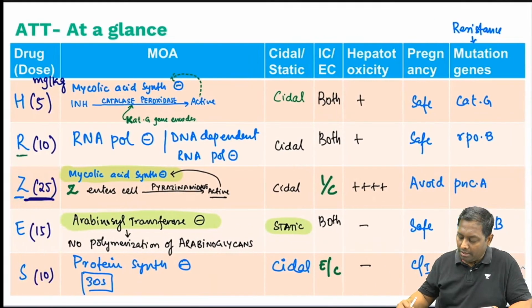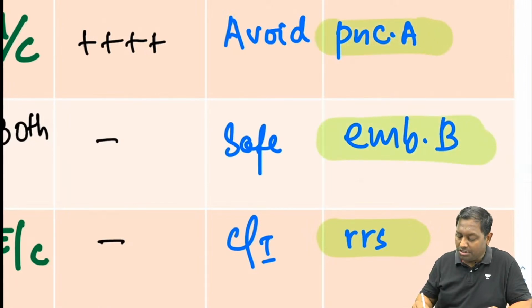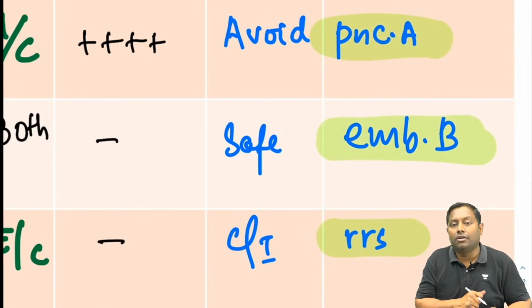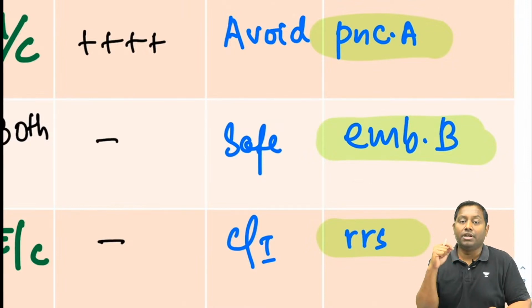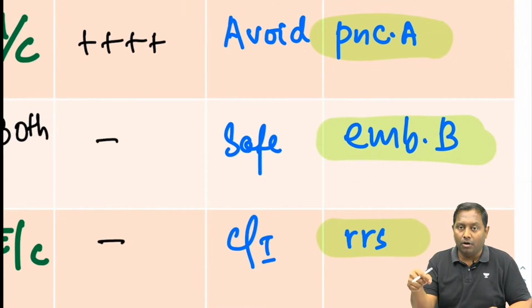Ethambutol, remember, embB gene. Last will be aminoglycoside, which gets resistance because of the rrs gene mutation. So this gene mutation has already been asked. In fact, in 2021 NEET PG they showed you one image and asked which of the following drugs requires the help of an enzyme, and the name of the enzyme was catalase peroxidase. Which of the following drugs requires the help of this catalase peroxidase?